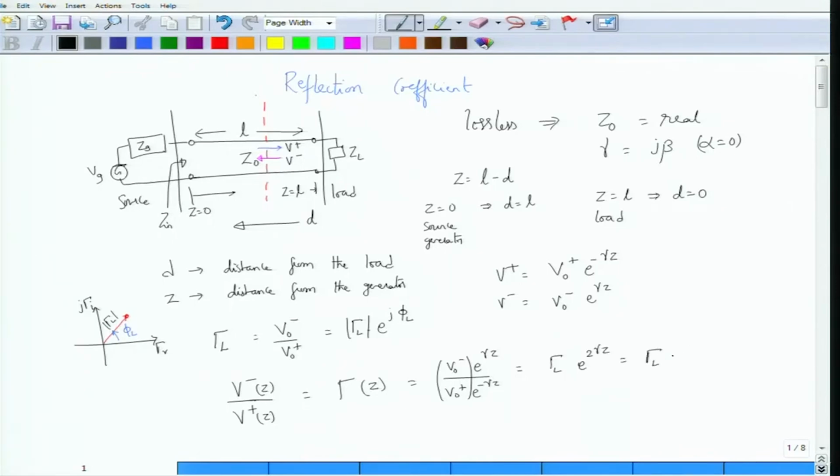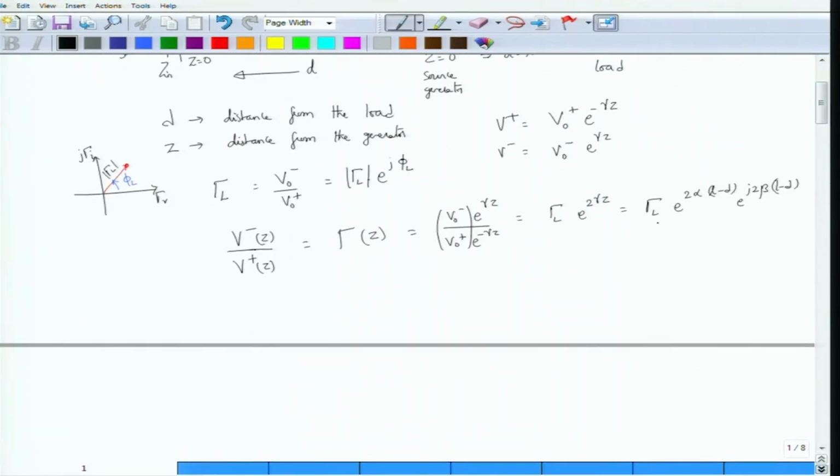Substituting for gamma, I can write this as e to the power 2 alpha, and substituting for z, I can write this as L minus d, e to the power j2 beta (L minus d). Now we also utilize the fact that gamma L itself could be complex, therefore I can write this as magnitude of gamma L e to the power j phi L, then you have e to the power minus 2 alpha d, you have e to the power minus j2 beta d, and then you have e to the power 2 alpha l e to the power j2 beta l, correct.